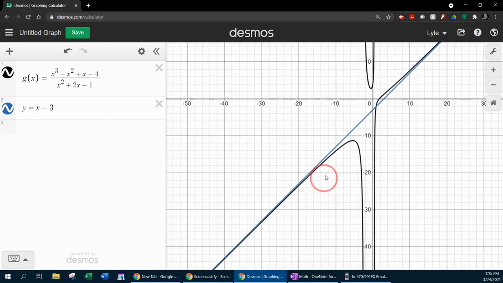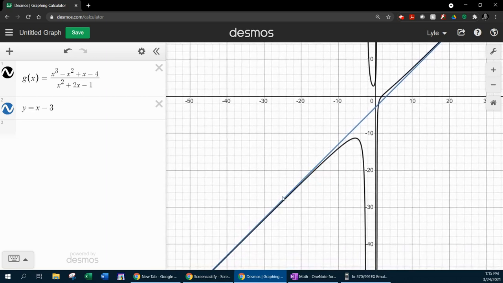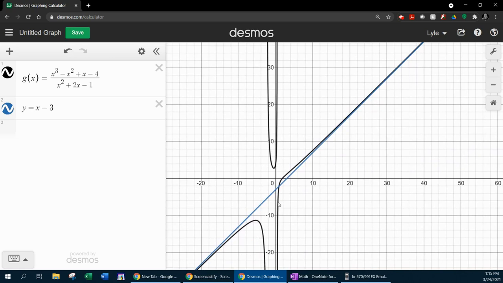Look at this. As I come down to the left, the black graph is approaching my blue asymptote all the way to minus infinity. Remember that I said that it may sometimes cross the graph, but the graph should continue to approach your asymptote as you go to infinity. So this verifies that this answer we came up with is the correct slant asymptote.